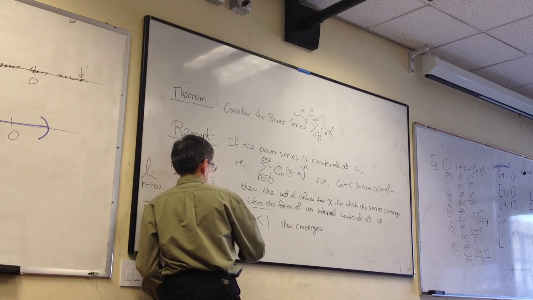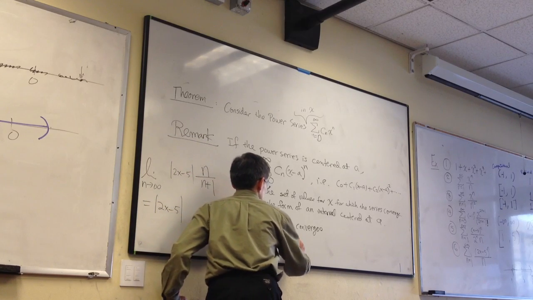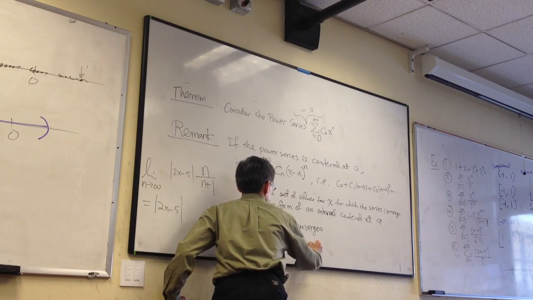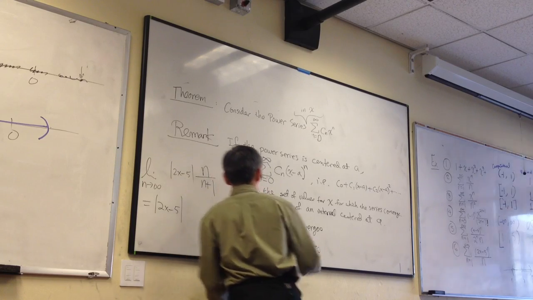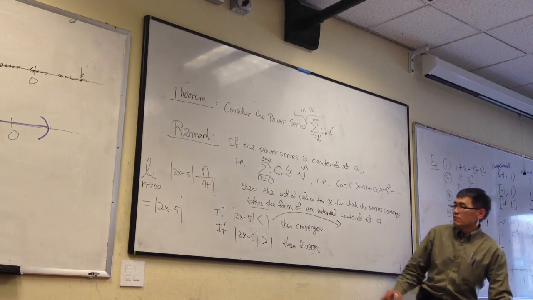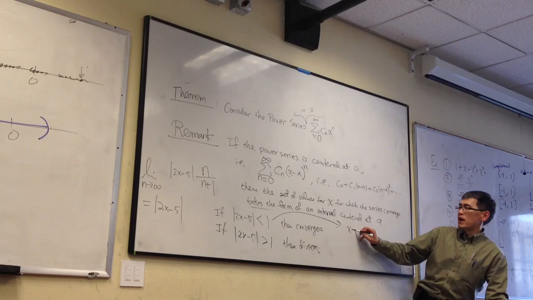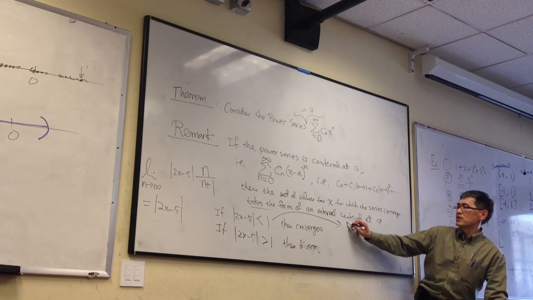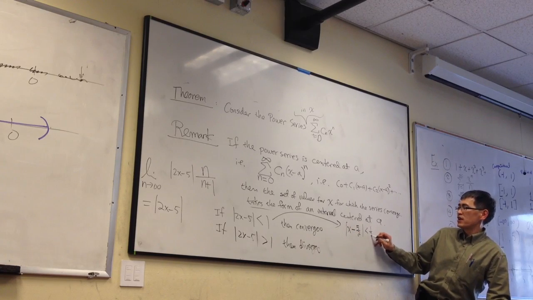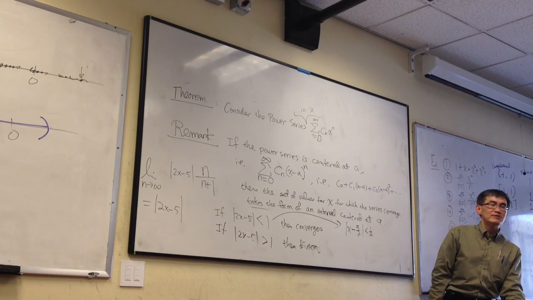If the absolute value of 2x minus 5 is greater than 1, then it diverges. Okay, now this inequality here, let me rephrase it. Isn't that the same as the absolute value of x minus 5 halves is less than 1 half? Is that right? Divide both sides by 2.